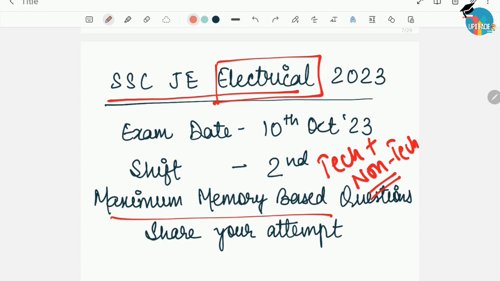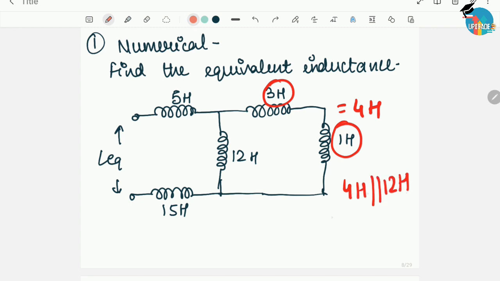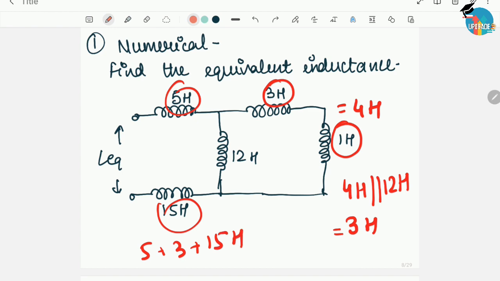तो बिना किसी देरी के आज का वीडियो शुरू करते हैं। यहाँ पर देख सकते हैं 3 हेनरी एंड 1 हेनरी सीरीज में है, तो टोटल ये हो जाएगा 4 हेनरी। 4 हेनरी एंड 12 हेनरी आर इन पैरेलल, सो इन दोनों का इक्विवेलेंट हो जाएगा 3 हेनरी। देन 3 हेनरी, 5 हेनरी एंड 15 हेनरी। 5, 3 एंड 15 आर इन सीरीज, so the total L equivalent will become as 23 Henry. So the correct answer is 23 Henry.